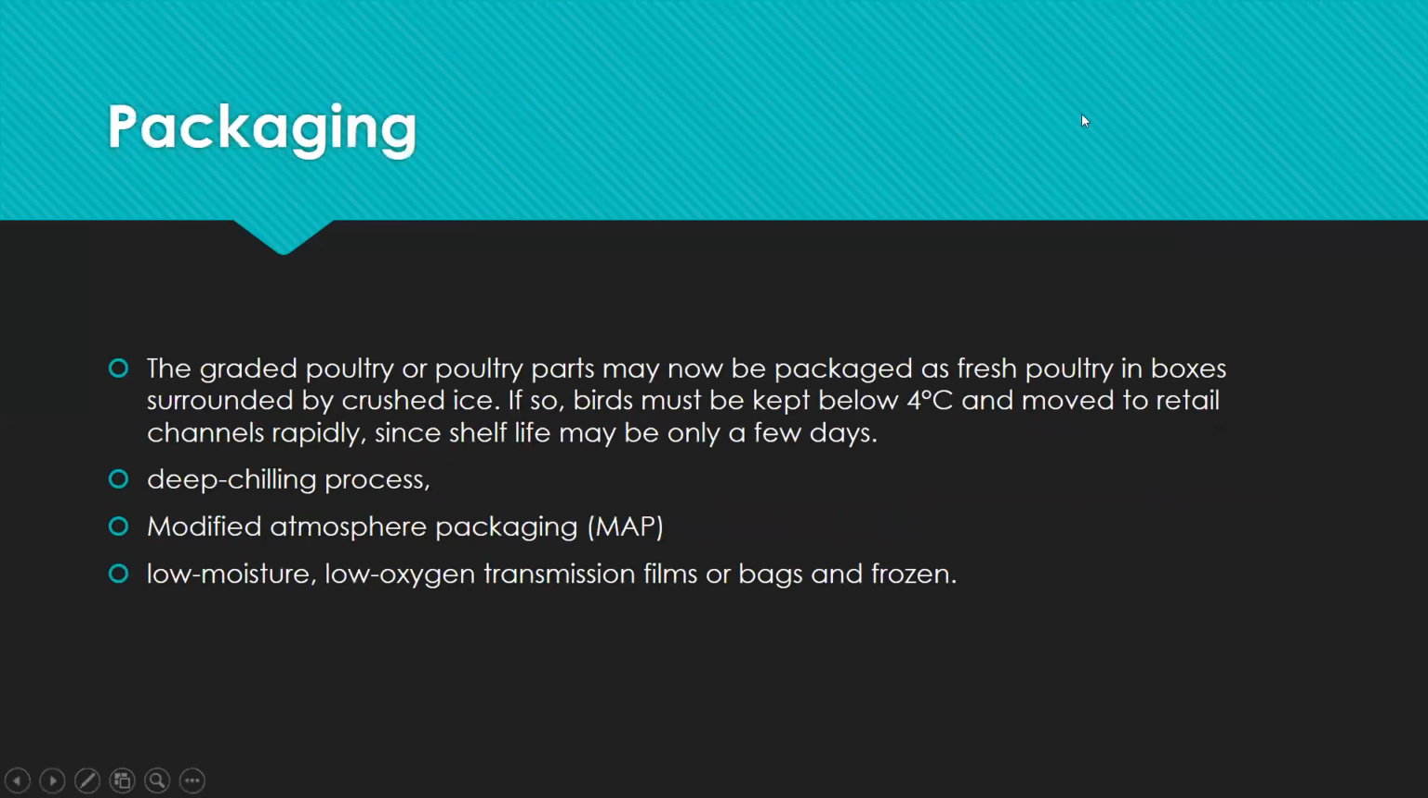Next comes the packaging. The graded poultry or poultry parts are packaged as fresh poultry in boxes, surrounded by crushed ice. The birds must be kept below 4 degrees Celsius, and they are moved to retail channels.